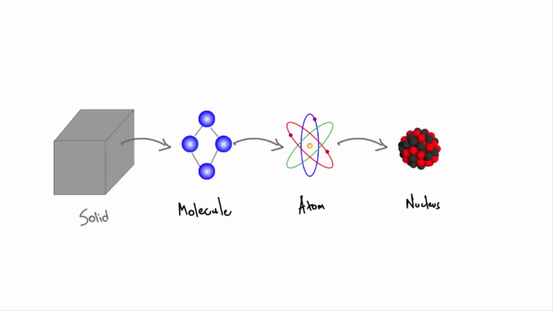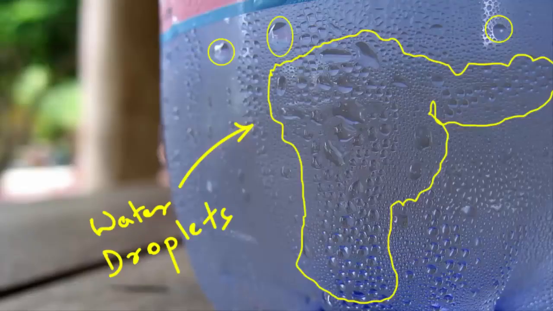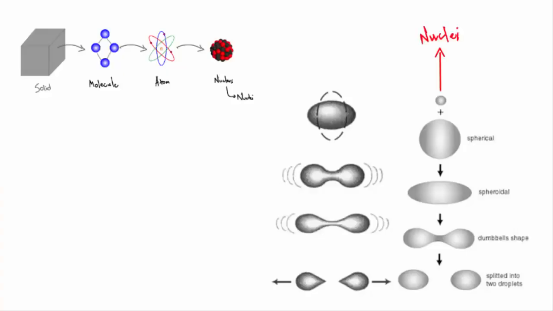Now a combination of these subatomic particles forms the nucleus. That means the nucleus is the center of an atom. And the plural form of nucleus is nuclei. So basically everything that we see around us comes down to this single particle called nuclei. Therefore, when water droplets are formed during condensation, there is a central nuclei that holds the water together in the form of a drop. So what is this nuclei?